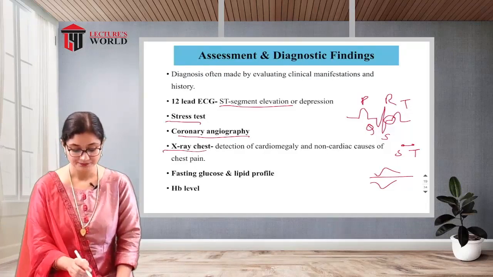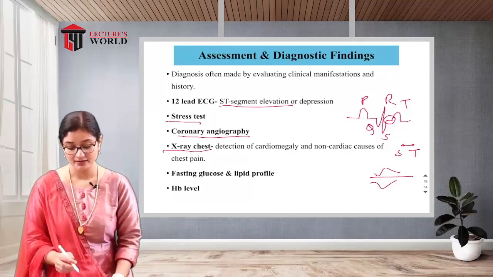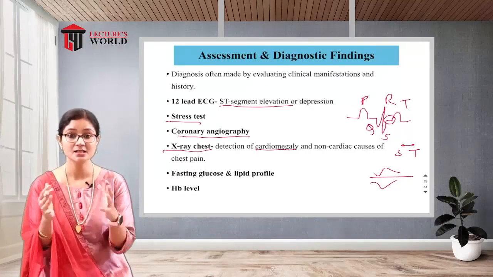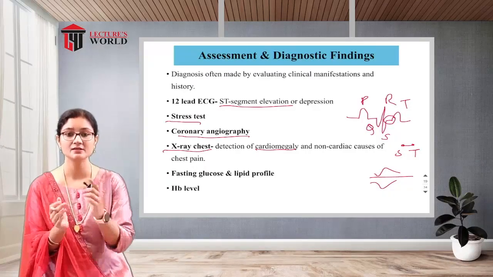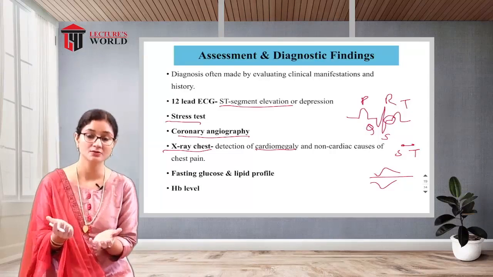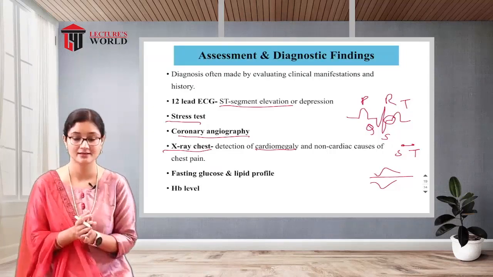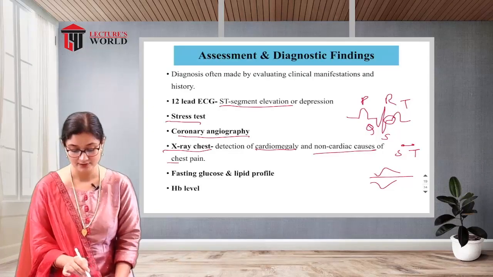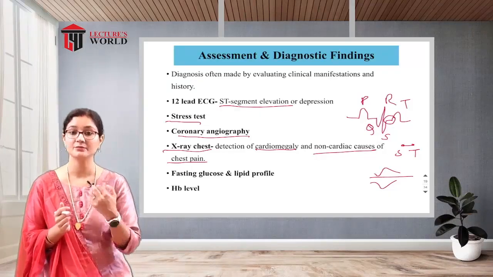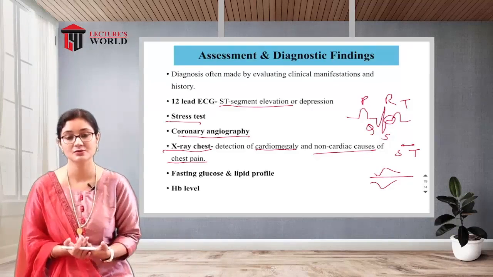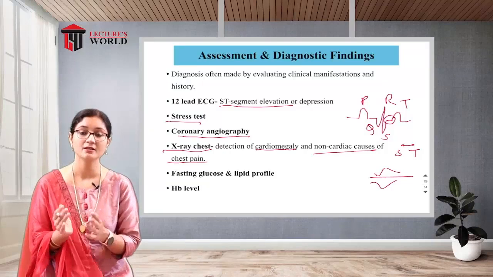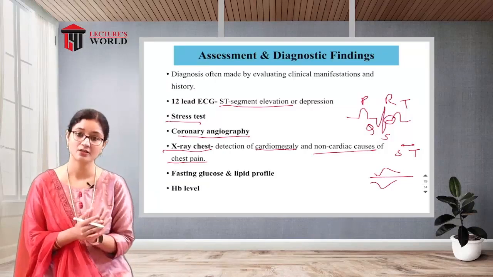Next is X-rays. What is a chest X-ray going to tell us? Detection of cardiomegaly. What do you mean by cardiomegaly? That the heart has increased in size. We call it cardiomegaly. We have seen one factor, myocardial hypertrophy, so that can also be understood in a chest X-ray when the heart is increasing in size. And non-cardiac causes of chest pain. As you know, if a person says chest pain, it is not always related to the heart. It can be because we have lungs also, right? So in order to understand if there are other causes of this chest pain, we can do a chest X-ray and find out the other causes.